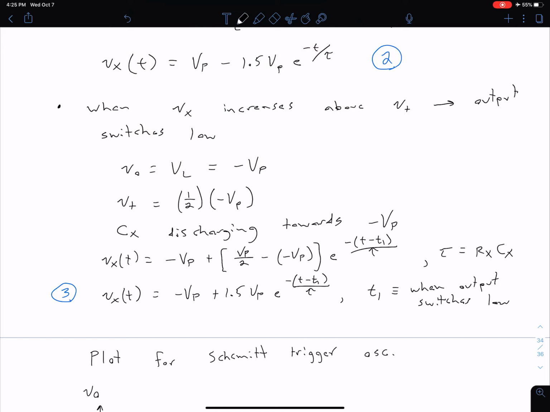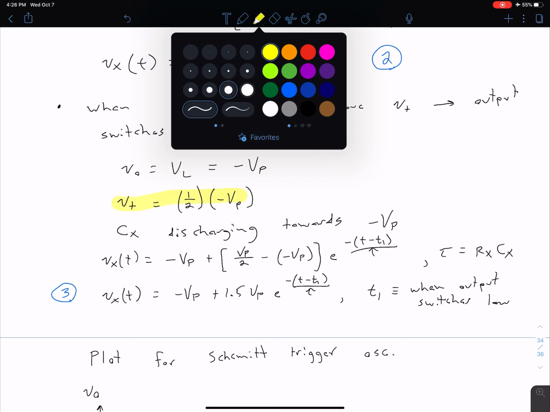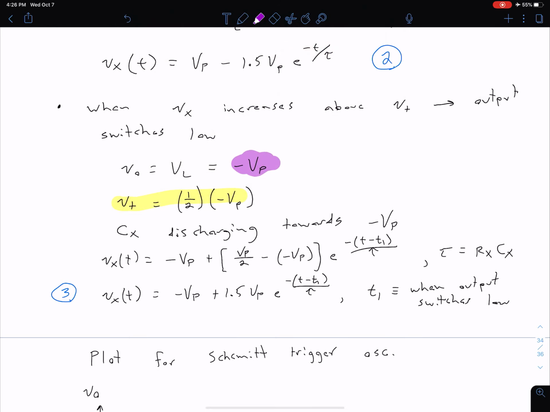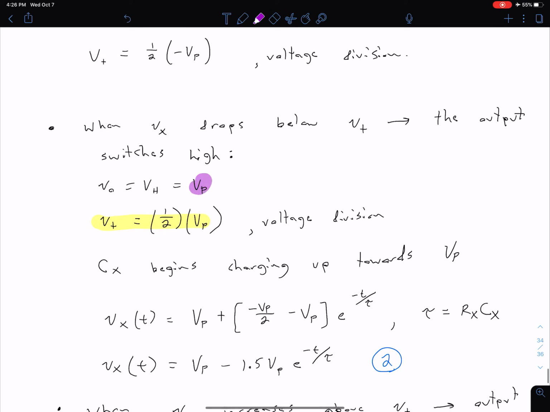And so before we come back to these equations, one more thing we can say is, of course, based on equation 3, we can see our Vx is going to be dropping. And so as our Vx is dropping, eventually it's going to drop below this reference level of V plus, in which case our output is switching high, and we're just repeating through this process. So charging, discharging, charging, discharging. And so the end result in terms of the output is our output is switching between negative Vp and positive Vp. So we just have a square wave as we predicted.